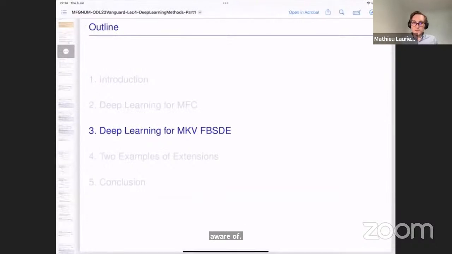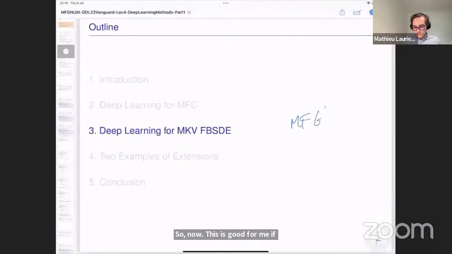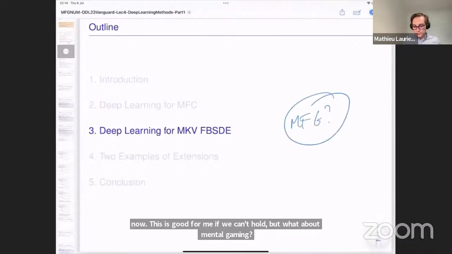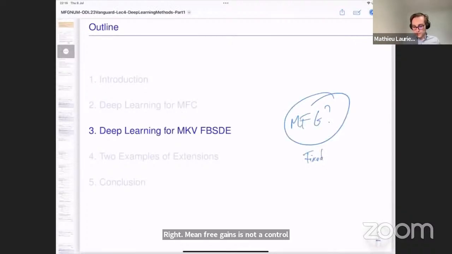So now, this is good for mean-field control, but what about mean-field games? Mean-field games is not a control problem. It's a fixed point problem. So we cannot apply this technique directly. If I parameterize the control and I minimize, what do I do with the distribution? I can freeze it, but then I need to update it. So I can be back to this fixed point iteration, right? So I do fixed point, and inside I use deep learning for the control problem. This would be one strategy.